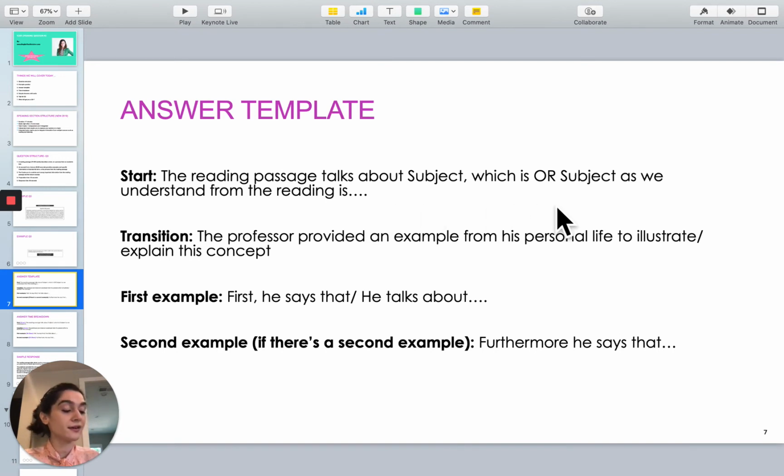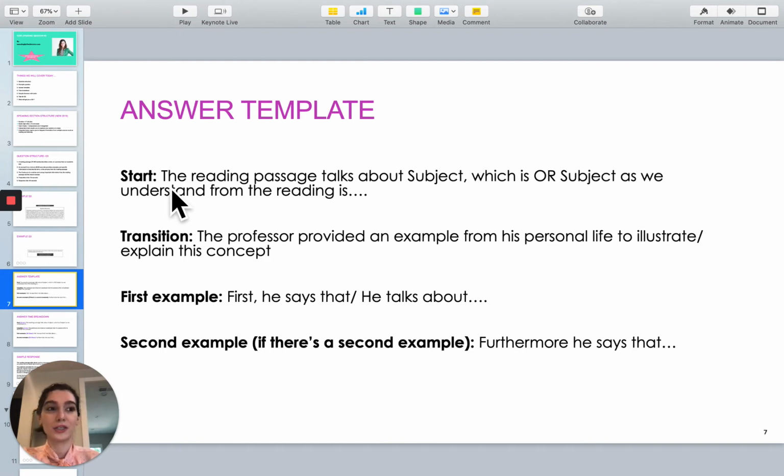Now note here that I'm not using words such as defined as. If you have been preparing for the TOEFL for some time now, you might know that a lot of templates talk about starting by saying the reading passage defines cognitive dissonance as, or defines something as. I don't like using the word defined as, because I find that it is very academic, and that's not what TOEFL speaking is about.